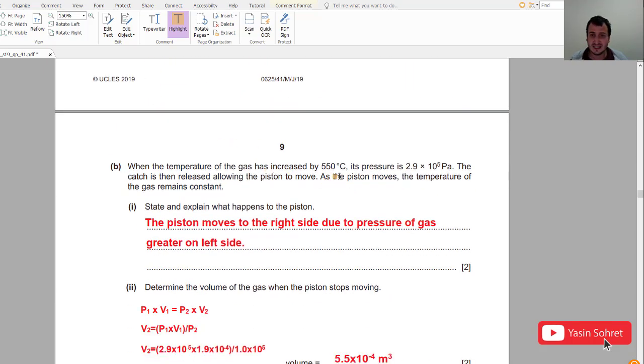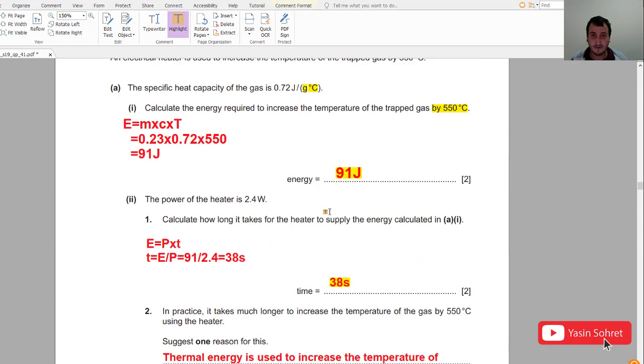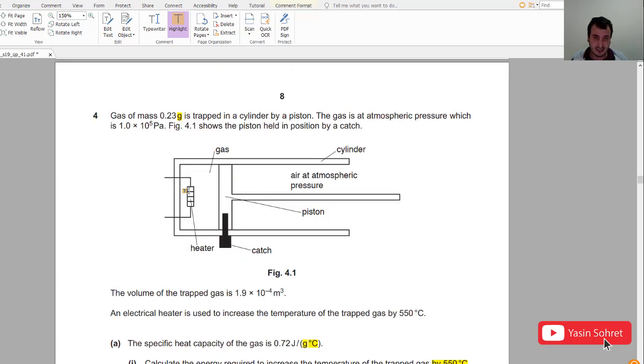When the temperature of the gas has increased by 550 degrees Celsius, its pressure is 2.9 times 10 to the power 5 Pascals. The catch is then released, allowing the piston to move. As the piston moves, the temperature of the gas remains constant. So when we look at here, the temperature remains constant. So if the temperature remains constant, when the volume increases, the pressure is going to decrease. So what will happen? State and explain what happens to the piston. Of course, from this case, the piston is going to move to this side.